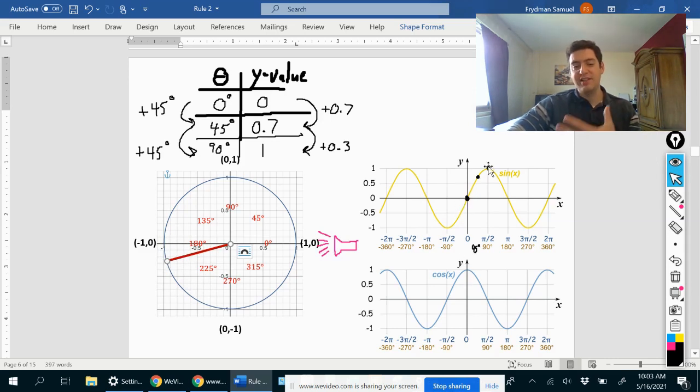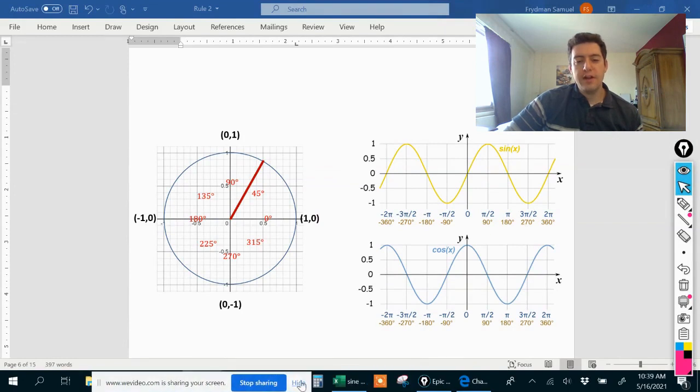So that's why these graphs are not linear over here, because the shadows, right, the y values and the x values of where this line meets the circle, they don't change in a linear way. They don't change by the same amount for every, even if you change the angle measure by the same amount.